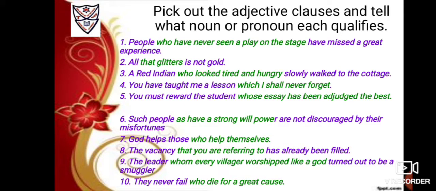Number six, such people as have a strong willpower are not discouraged by misfortunes. I have taught you in the relative pronouns also, such and same. As is used as a relative pronoun after such and same. So here such is there, so they have used as. As have a strong willpower is an adjective clause that qualifies the noun such people. Number seven, God helps those who help themselves. Who help themselves is an adjective clause that qualifies the noun those people.